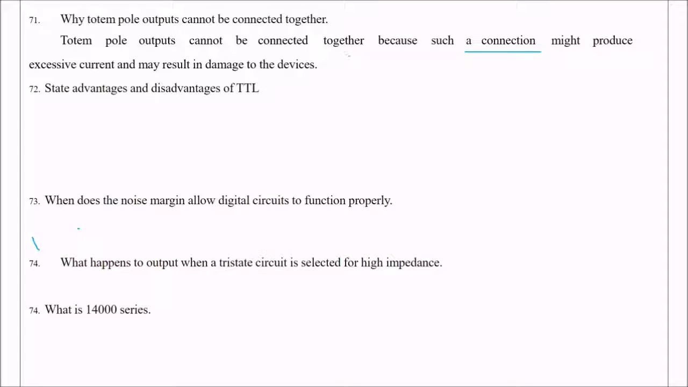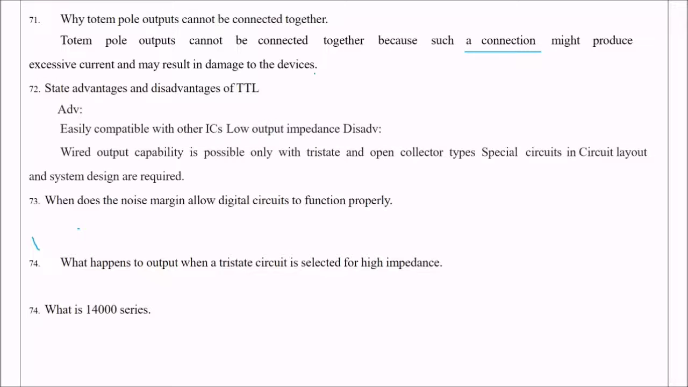State advantages and disadvantages of TTL. Advantages are that they are easily compatible with ICs, and second is the low output impedance. The disadvantages are, first, wired output capability is possible only with tri-state and open collector types, and next, special circuits in circuit layout and system design are required.